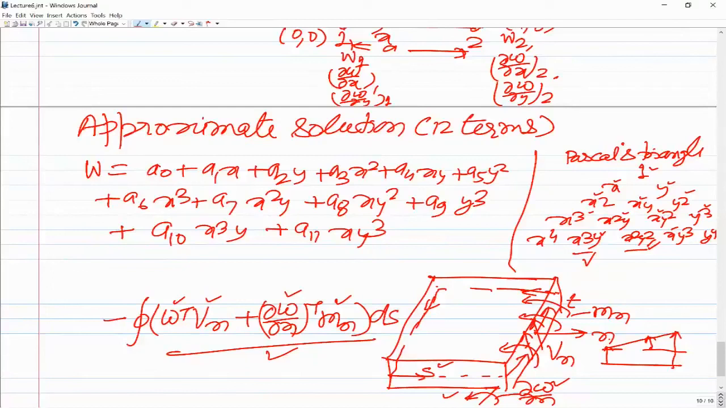Okay, sir. So if I reverse the direction of S, then will the integral become negative or remain the same? You will also be changing the directions of Mn and del W by del N. So even if you change the direction, if you are using the same directions of Vn and Mn and also W and del W by del N, then this integral will remain the same. T is always along S. Oh, okay, sir.